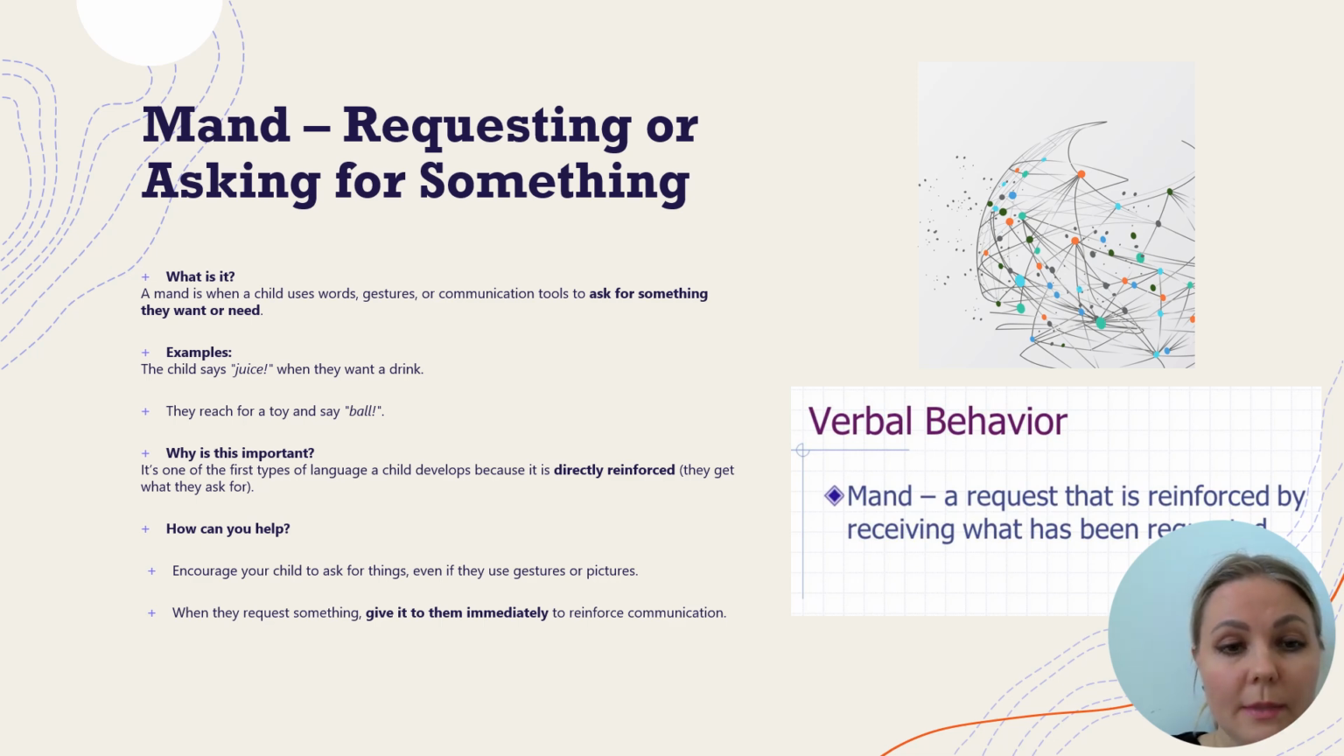What is this? A mand is when a child uses words, gestures, or communication tools to ask for something they want or need. Example, the child says juice. Then they want a drink. They reach for a toy and say ball. Why is this important? It's one of the first types of language a child develops because it's directly reinforced. They get what they ask for. How can you help? Encourage your child to ask for things, even if they use gestures or pictures. When they request something, give it to them immediately to reinforce communication.